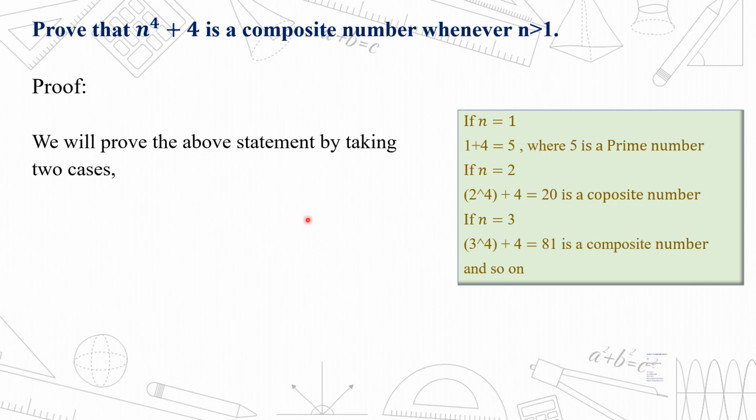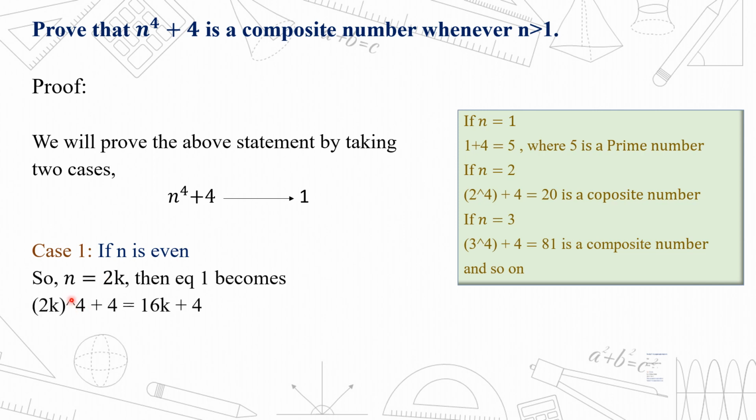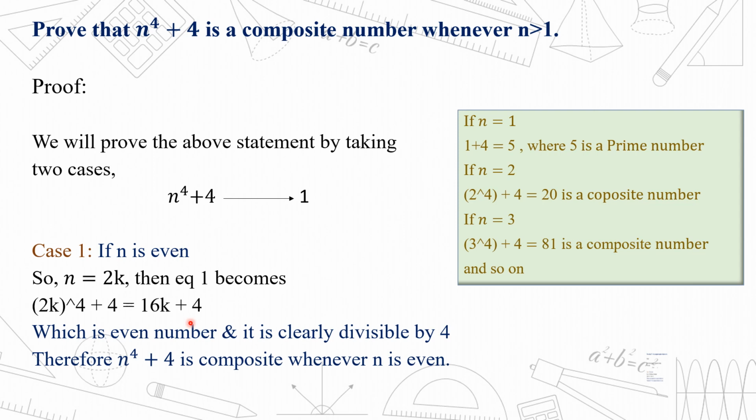We will prove the above statement by taking two cases. First, consider n to the power 4 plus 4 as equation 1. Case 1, if n is even, that is, we can write n as 2k. Then, substituting the n value in equation 1, we are going to get 16k to the power 4 plus 4, which is an even number and it is clearly divisible by 4. Therefore, we can say that n to the power 4 plus 4 is a composite number whenever n is even.